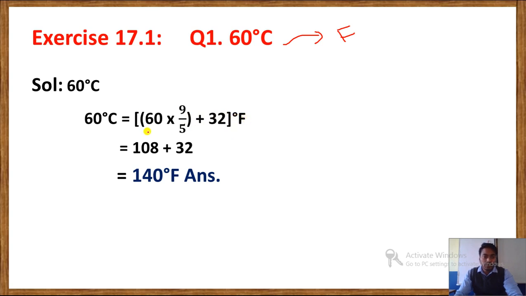Okay, now from here when we calculate, 5 ones are 5, 5 twelves are 60. Now when we multiply 12 by 9, we will get 108, and this plus 32 as it is you write here. Then finally we have to add this. Okay, when we add, we will get 140 degrees Fahrenheit. This is the answer. Okay, so this is how we have to convert the Celsius scale to the Fahrenheit scale.